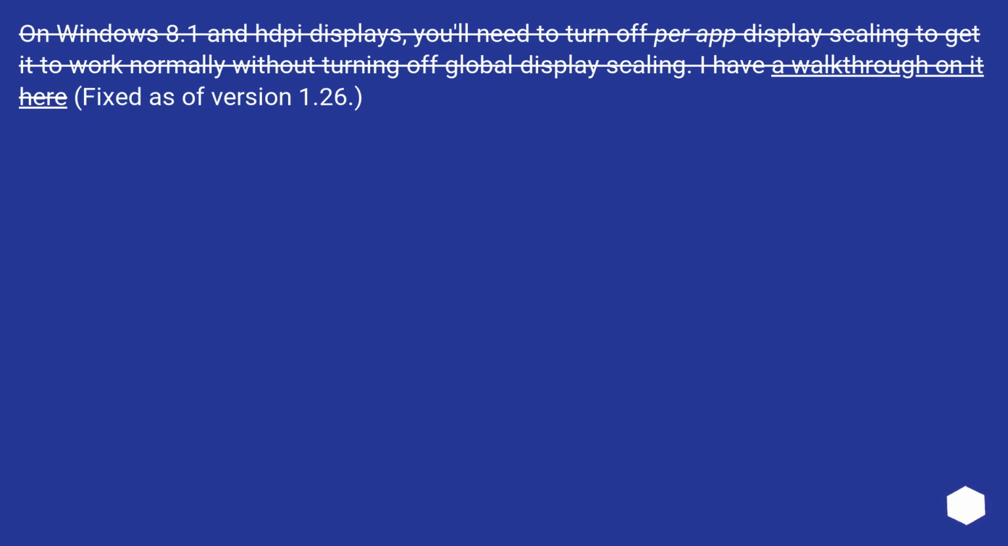On Windows 8.1 and high-DPI displays, you'll need to turn off per-app display scaling to get it to work normally without turning off global display scaling. I have a walkthrough on it here, fixed as of version 1.26.